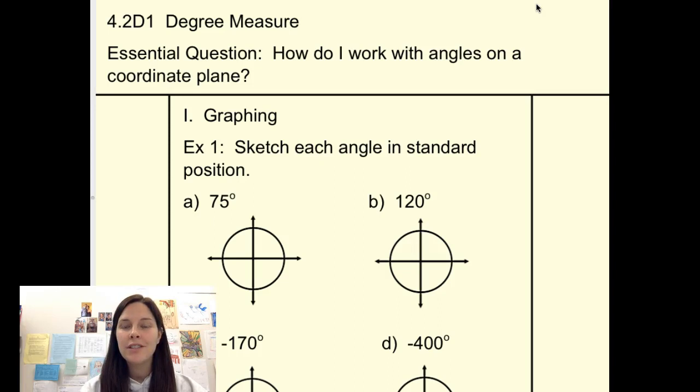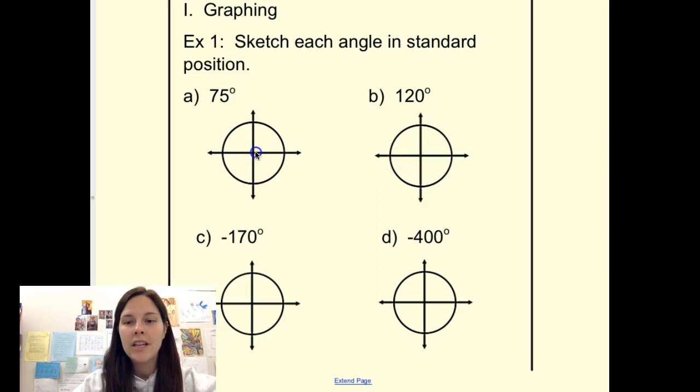First thing we're going to do is learn how to sketch angles on a coordinate plane. So a 75-degree angle, first of all, we will start with our initial ray on the positive x-axis, standard position. 75 degrees doesn't quite make it up to 90 degrees, it's just shy. So we are estimating here, we are not getting out our protractors and measuring precisely. Again, starting with our initial ray in standard position on the positive x-axis, 120 degrees is 30 degrees past 90, so it would land in the second quadrant.